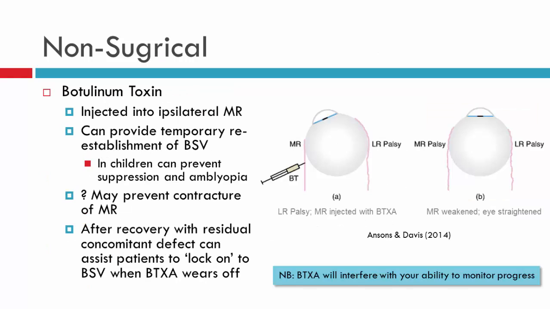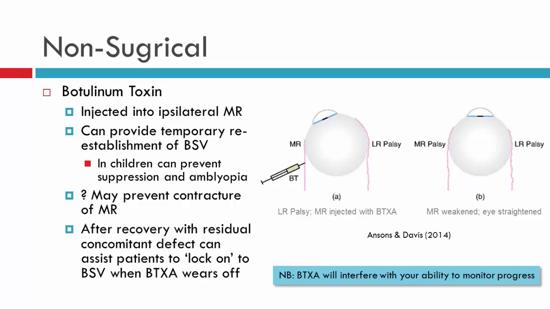The other option in terms of non-surgical management is injecting botulinum toxin. We've discussed this in the principles of managing patients with incomitant strabismus, and it's particularly utilised in 6th nerve palsies. What would happen is, as you know, the medial rectus would be injected as you have a lateral rectus palsy, and by injecting the medial rectus, you will paralyse this muscle and effectively straighten up the eye. Now, this can provide temporary re-establishment of BSV for the patients, depending on how successful the botulinum toxin is. And in children, it could even prevent suppression and amblyopia.